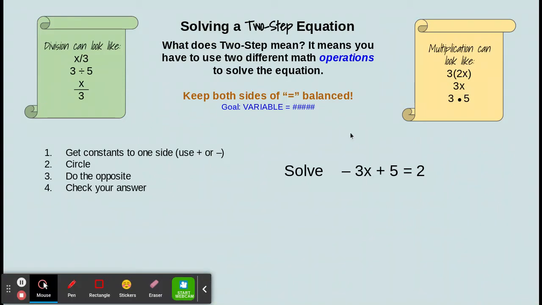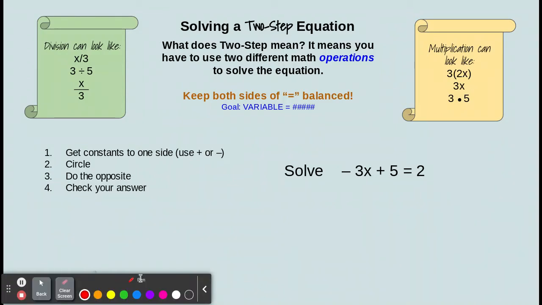Two-step means you have to use two different math operations to solve the equation. Okay, so you'll use addition or subtraction, and then you'll use multiplication or division. So two different math operations. And the goal is still the same: variable on one side, numbers on the other, and you have to keep your equation balanced. So what you do to one side, you must do to the other.